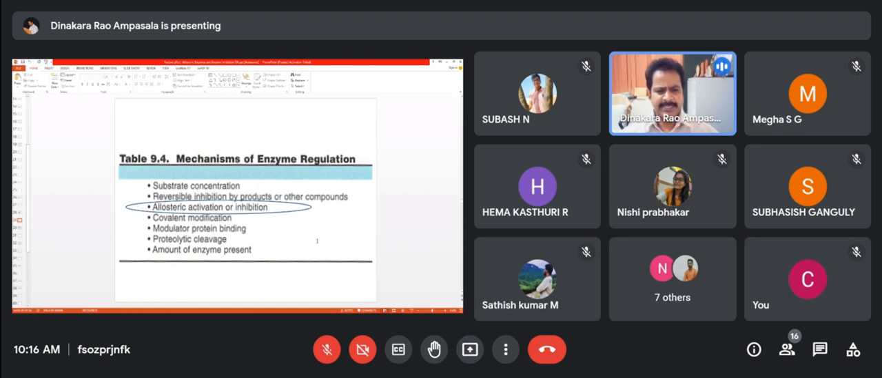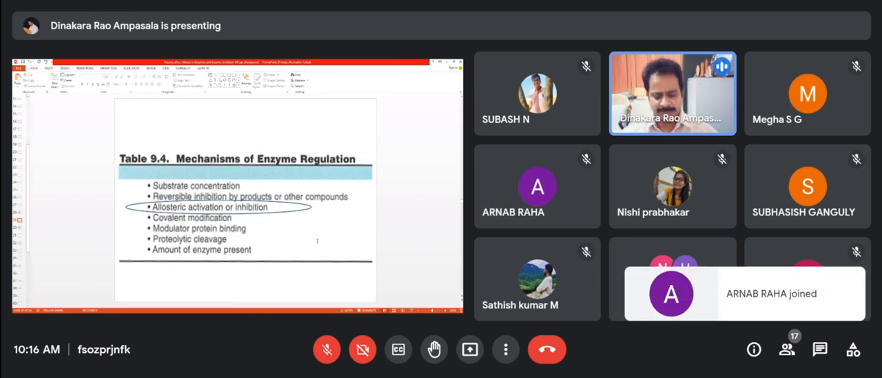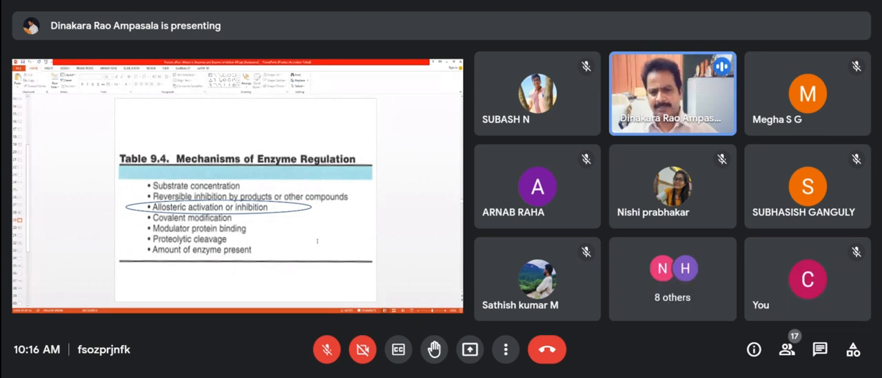You can see here, we have already seen that substrate concentration is one of the steps to control the reaction, and inhibitors are another step to control the reaction. These inhibitors may be byproducts or other compounds. The amount of enzyme is also one type of control, and then allosteric activation or inhibition, which we have seen in non-competitive inhibitors.